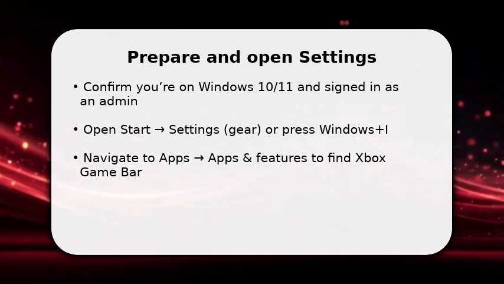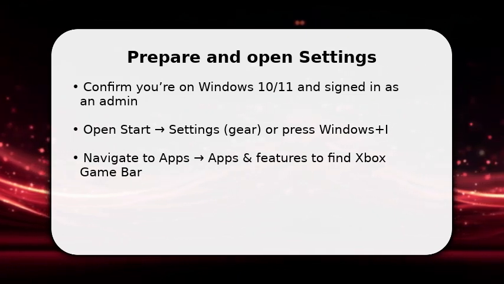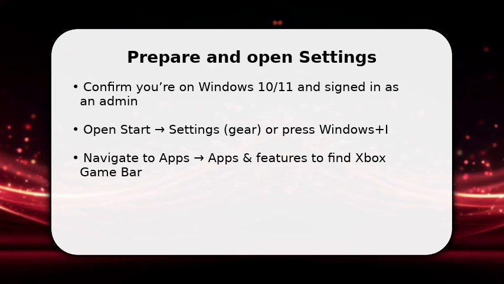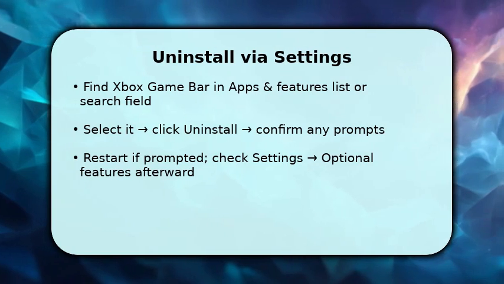Make sure Windows updates aren't running, that can block changes. Now you're positioned to begin the actual removal step. You'll click the Xbox Game Bar entry and choose Uninstall. This initiates the built-in removal flow.